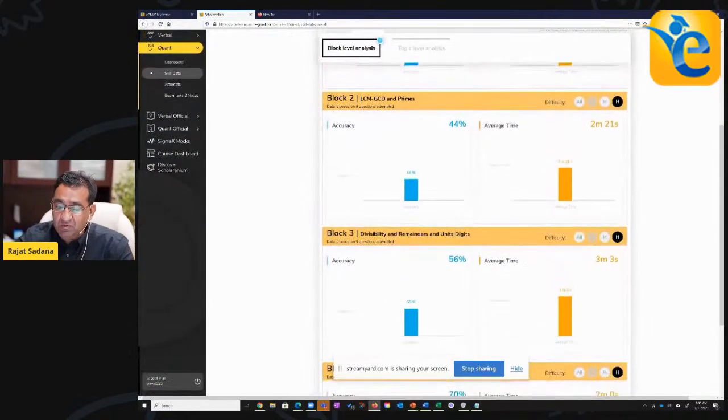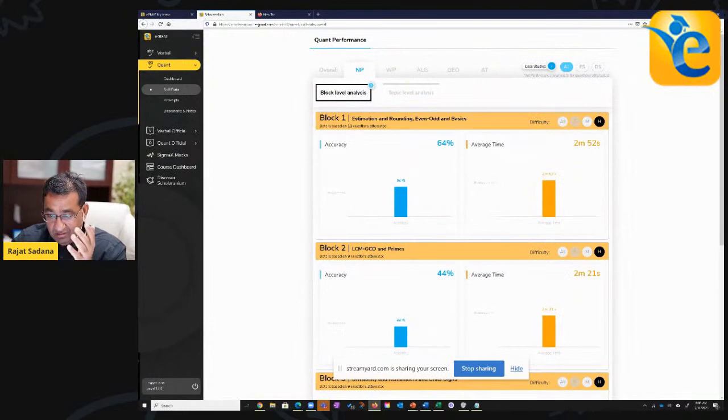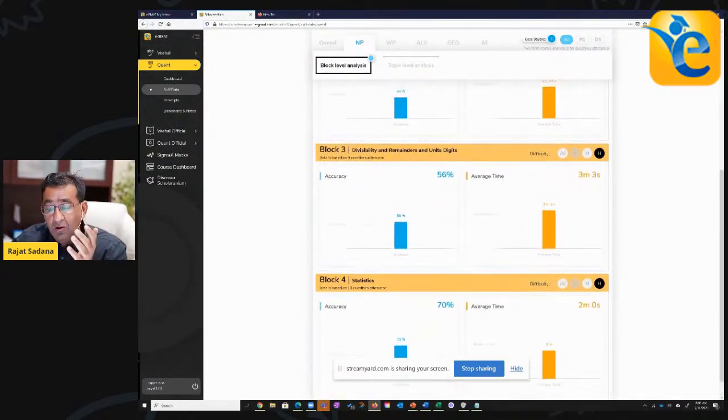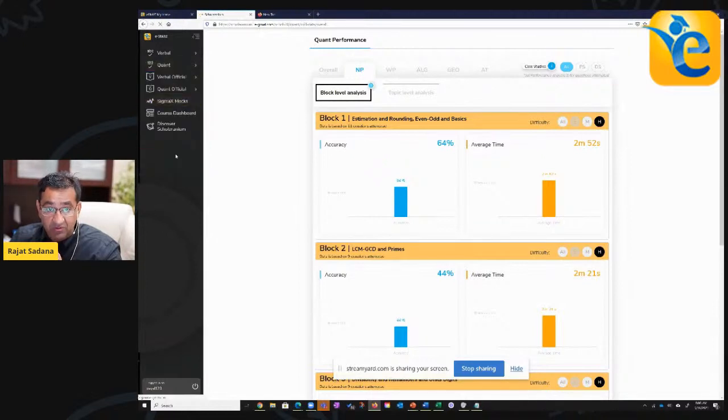So if I am this particular student and I'm saying, okay, where am I going to improve my ability in overall number properties, or how am I going to go and improve that ability? I'm going to focus on LCM, GCD, and primes, and divisibility and remainders and units digits. These are the blocks I'm going to focus on. What I'm not going to focus on is even odds and basics, estimation and rounding, or stats. So this is one example of how you can really see this. Now, this sometimes shows up in your mock performance as well.